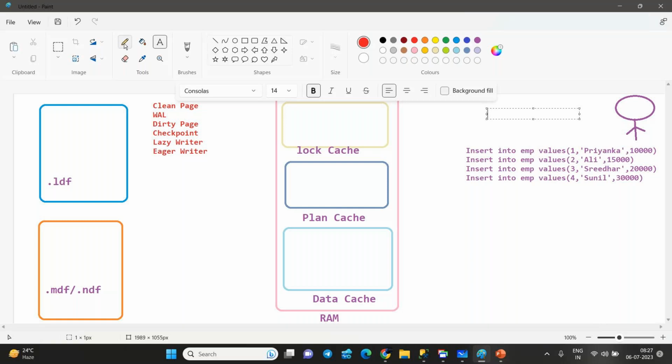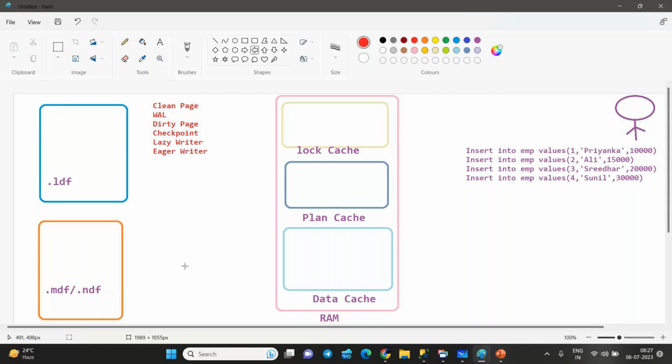So, for example, one second. Whenever you are performing any, not this one, not this one. We can't mention it like this. Let me mention it like this.